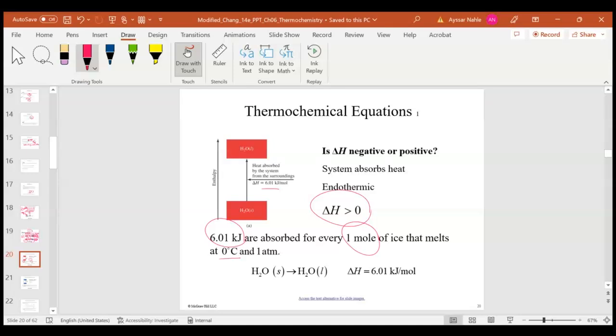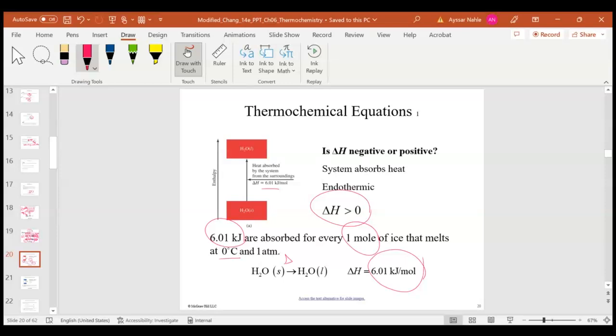Is it okay? Right. Now, again here, look: water solid changes to water liquid. It means I have to put some heat in here, and this amount of heat is equal to 6.01 kilojoules for every 1 mole of the ice.